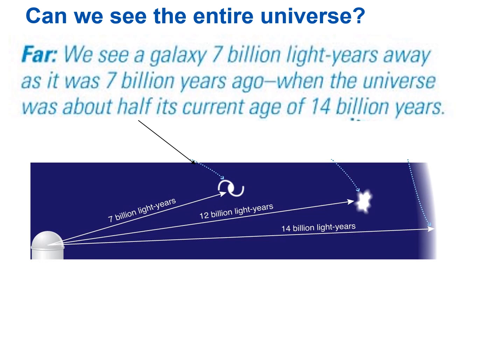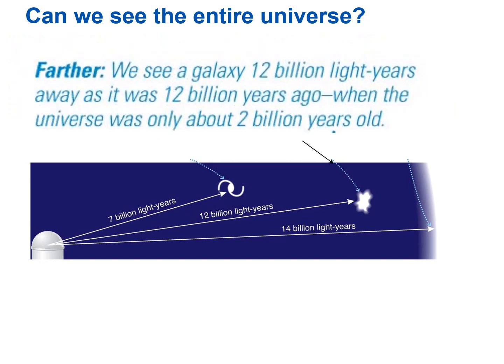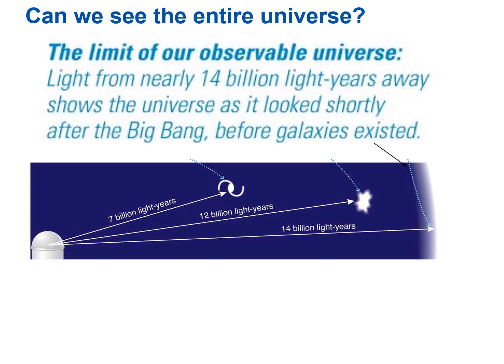We talked about the farther away you look in space, the further back in time you're looking. So if we look at something that is very far away, 7 billion light years away, then we're seeing it as it was 7 billion years back in time. And we can look farther, 12 billion light years away, and then we're seeing something as it was 12 billion years ago when the universe was only about 2 billion years old.